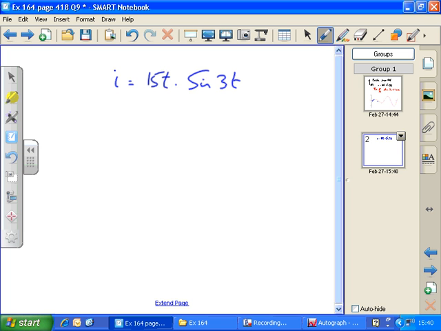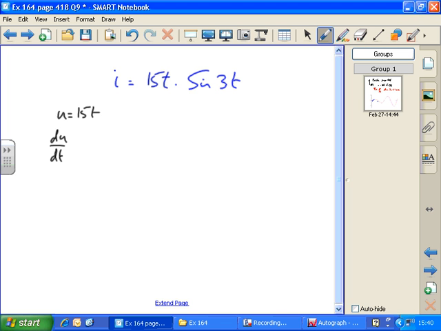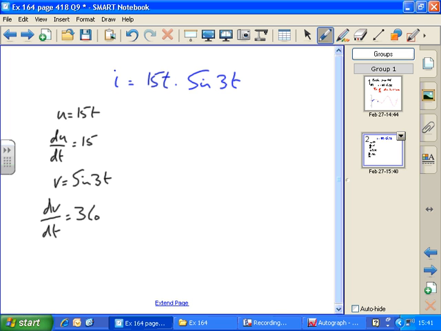So what we do is we let u equal 15t, which means that du/dt equals 15. We let v equal sine 3t, which means that dv/dt equals 3 cos 3t. And we plug these values into the product rule, which we should be familiar with now.